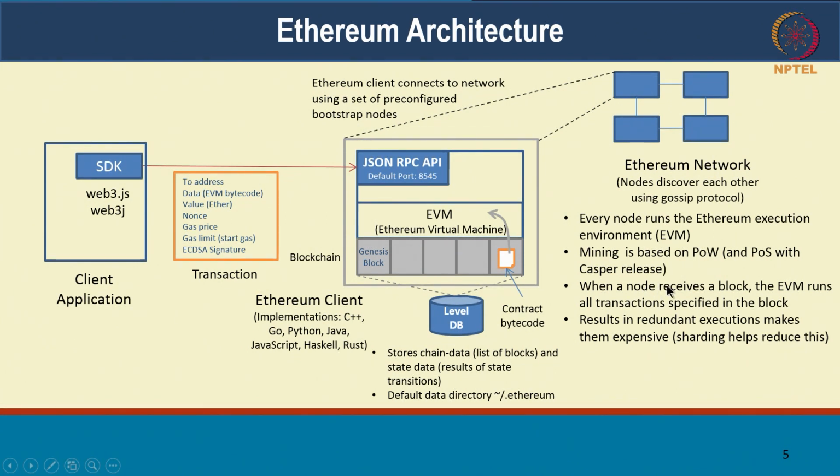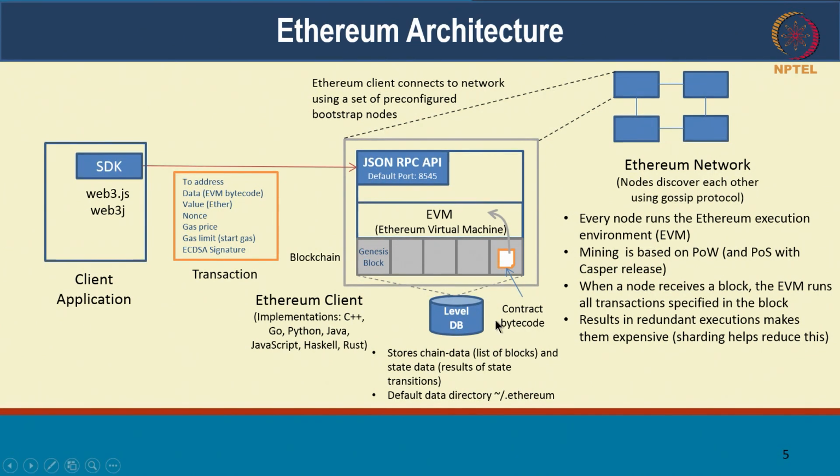When a node receives a block, the Ethereum client is going to execute all the transactions in the block in sequence, and it will then update its ledger once it knows that a block has been added. It's possible that because it's getting this block from multiple people, redundant executions are possible, but they're hoping that a notion of sharding will help reduce this. So we'll look at sharding right at the end of this lecture very briefly.